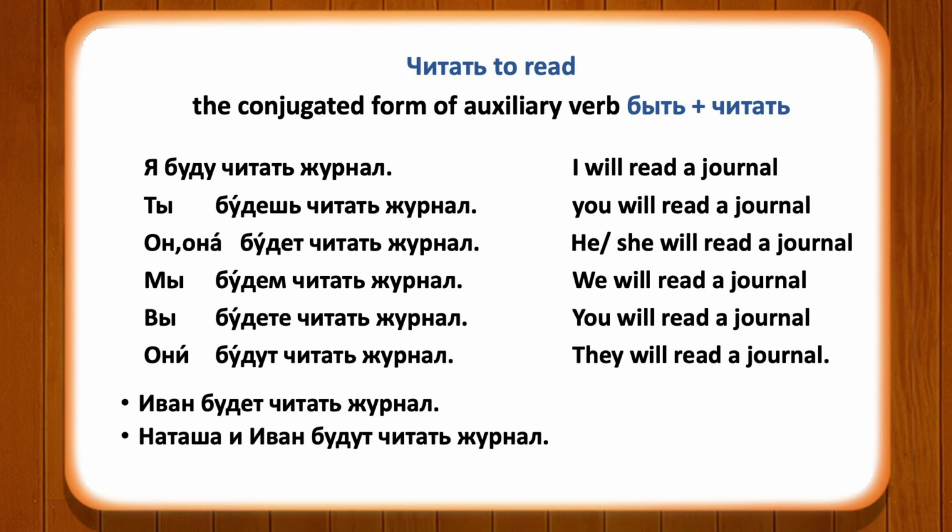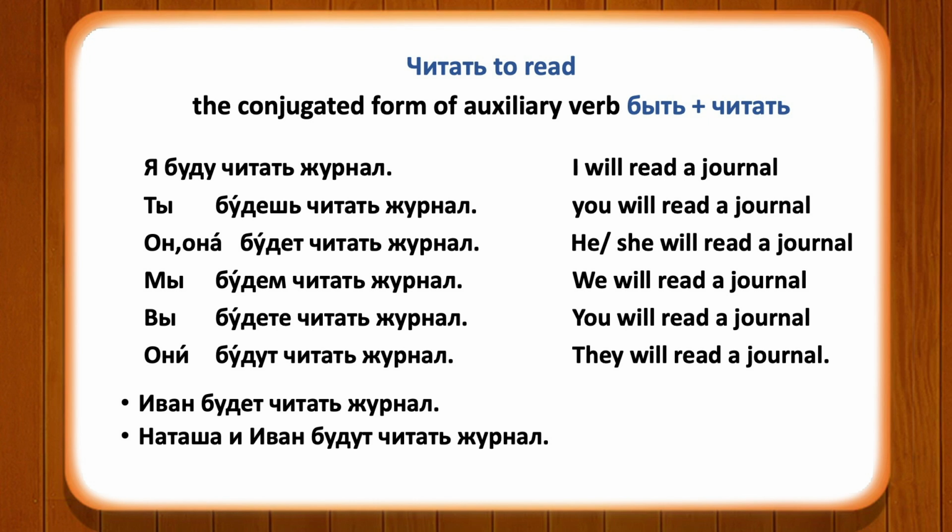Иван is a name of a boy, so you will use the auxiliary verb in the form of он, which will be conjugated just like он. Иван будет, он будет, Иван будет читать журнал. Наташа и Иван будут читать журнал. Наташа и Иван, they, and therefore the form of the verb that you will be using for быть will be будут. Наташа и Иван будут читать журнал.